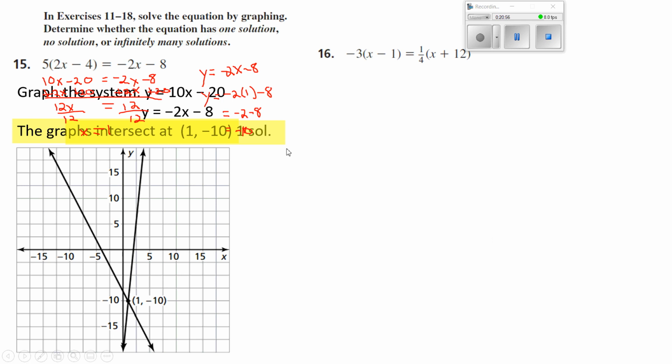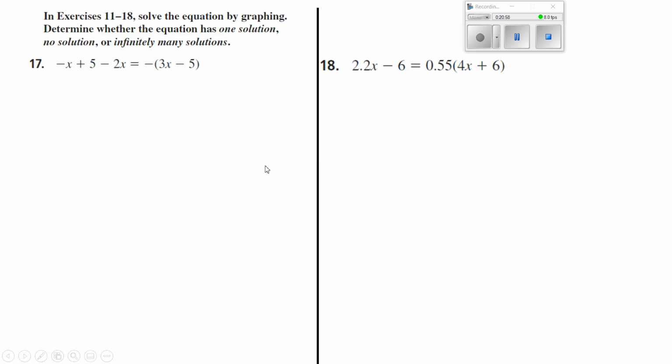All right, 16 is yours to do. I got 17 here. We're going to go ahead and distribute those properties again. Let's see, this negative has to get in front of all this, so this would be a negative 3x plus 5. All right, and then over here we can combine our like terms. Negative x and negative 2x is negative 3x. And then the positive 5 comes down. Once again, we have identical problems, so this is going to be infinitely many solutions.